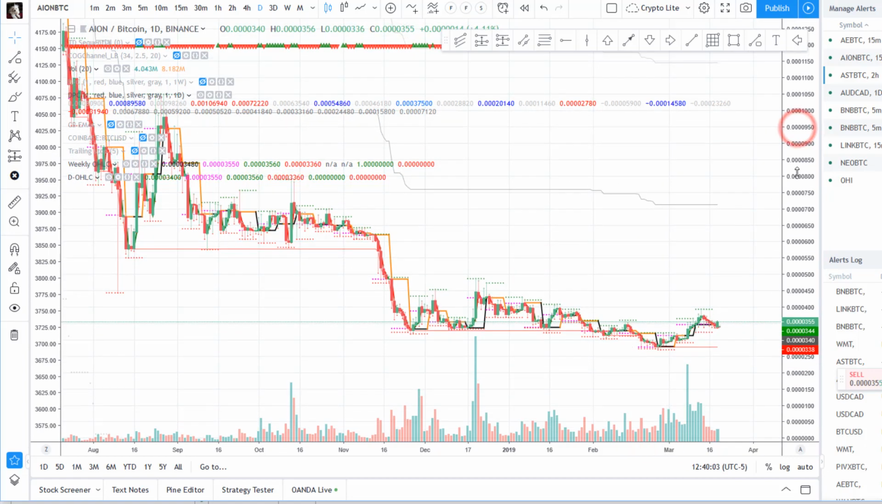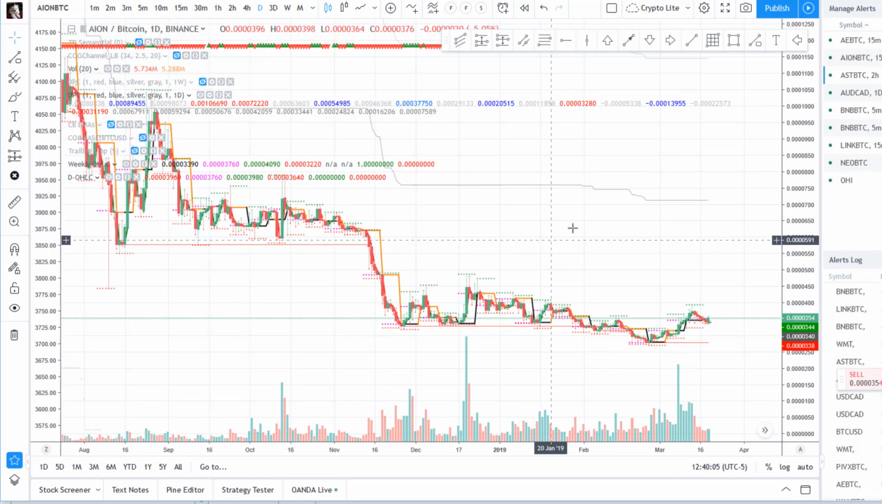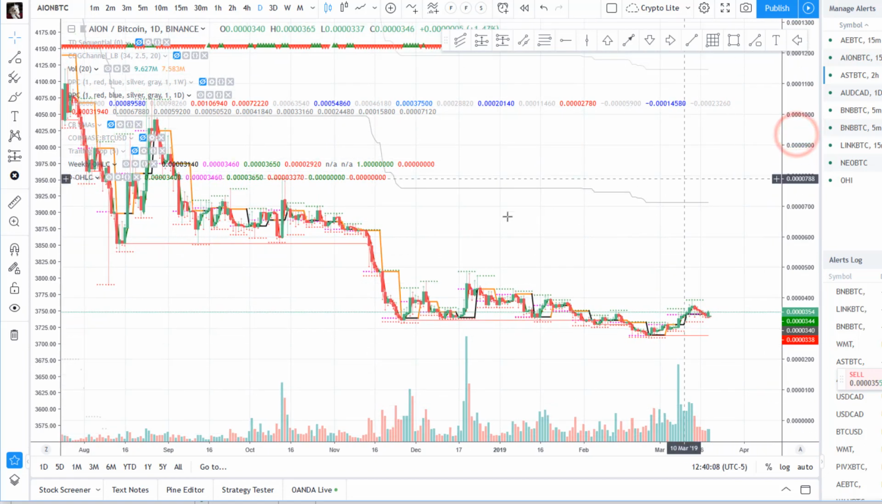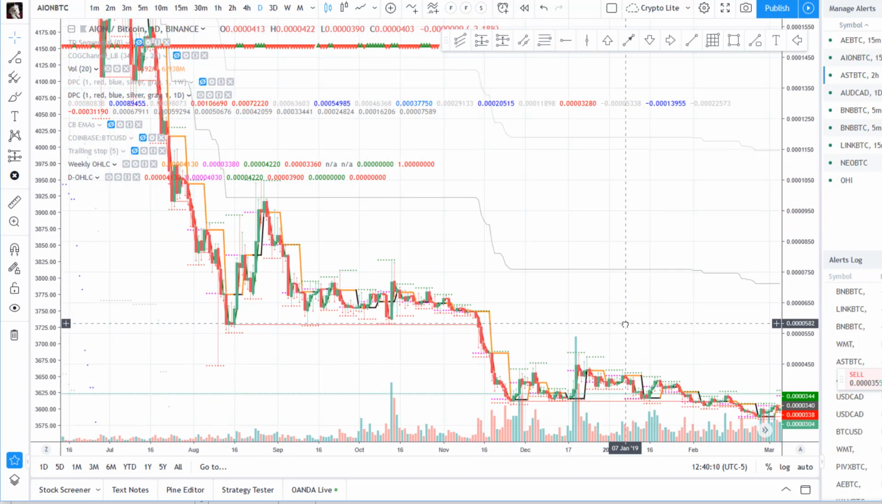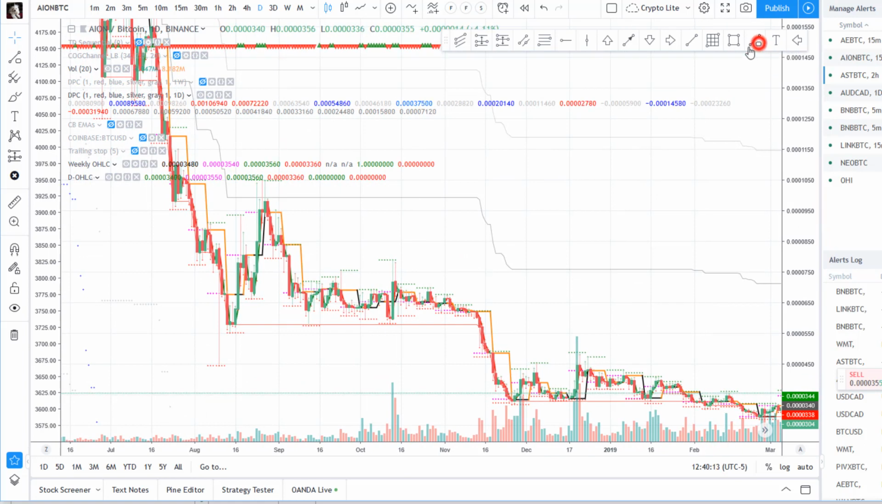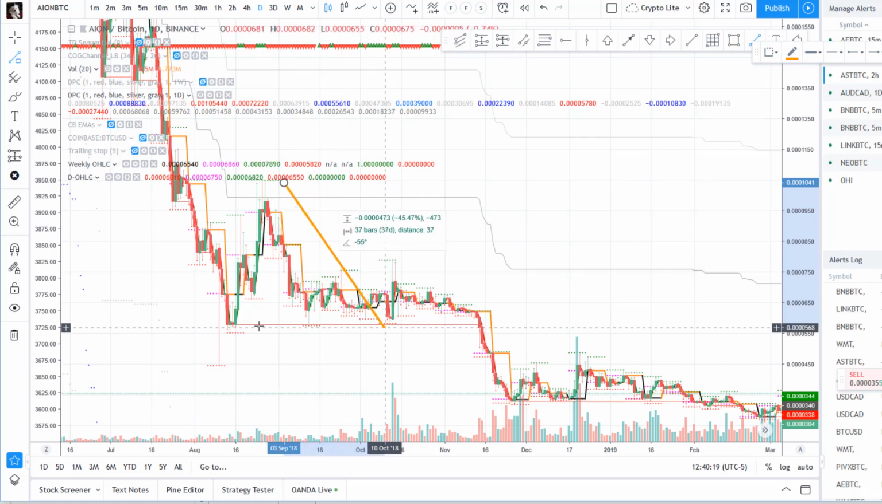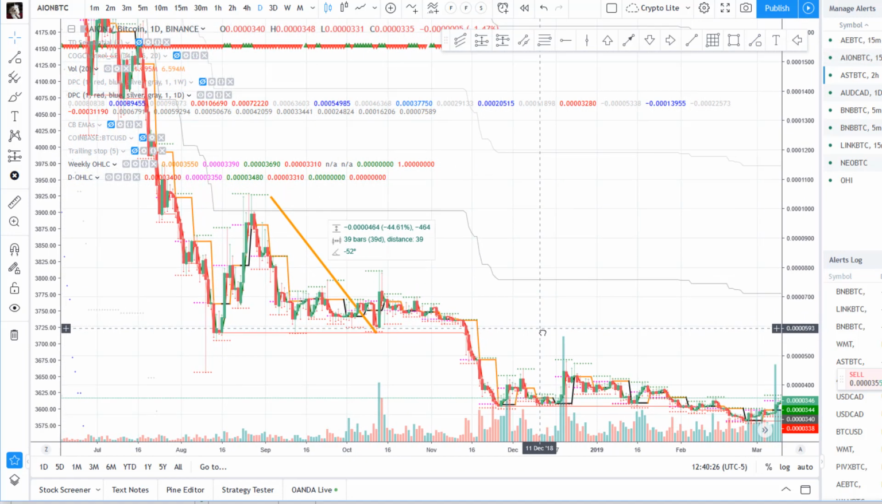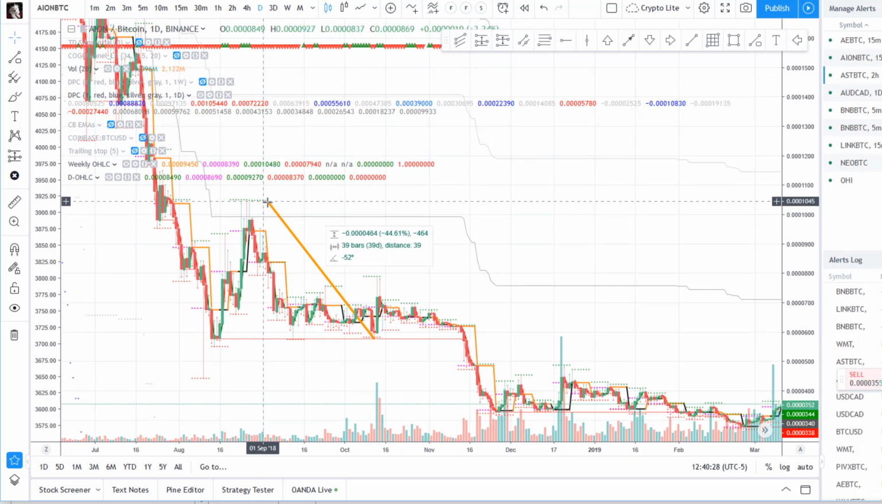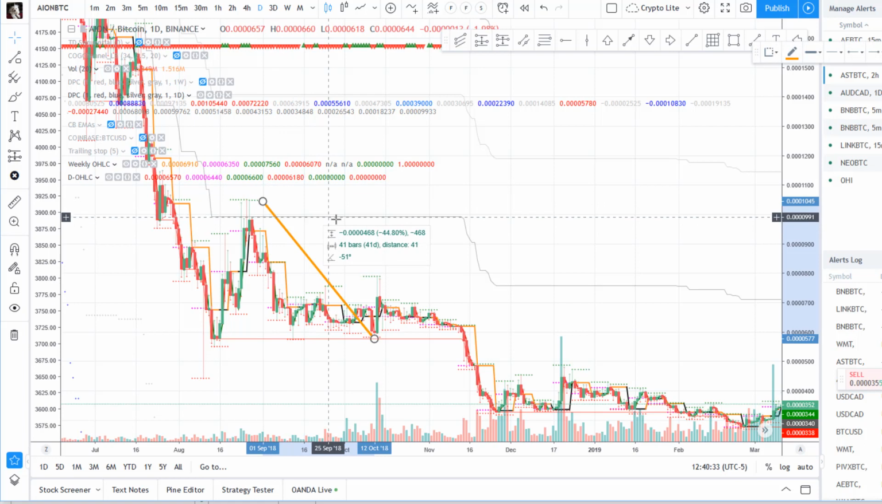So right now we're looking at AEON, BTC on Binance, and a measured move really is just, I'm going to use the tool here and go from this high to this low right here. A measured move is just that. It's a measured move that you can use to plot the market movements, that you can use for an expectation of a retracement so that you can look for a bottom.